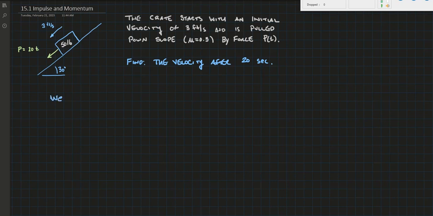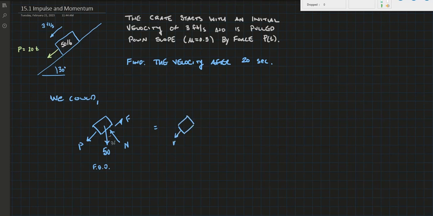Based on what we've learned so far, we could look at the kinetics here. Here's my free body diagram. We know this is 30 degrees here. And we'll set this equal to the mass times acceleration, our inertial condition. So if I sum forces in the direction of our acceleration, we get P, which is 20 times t.